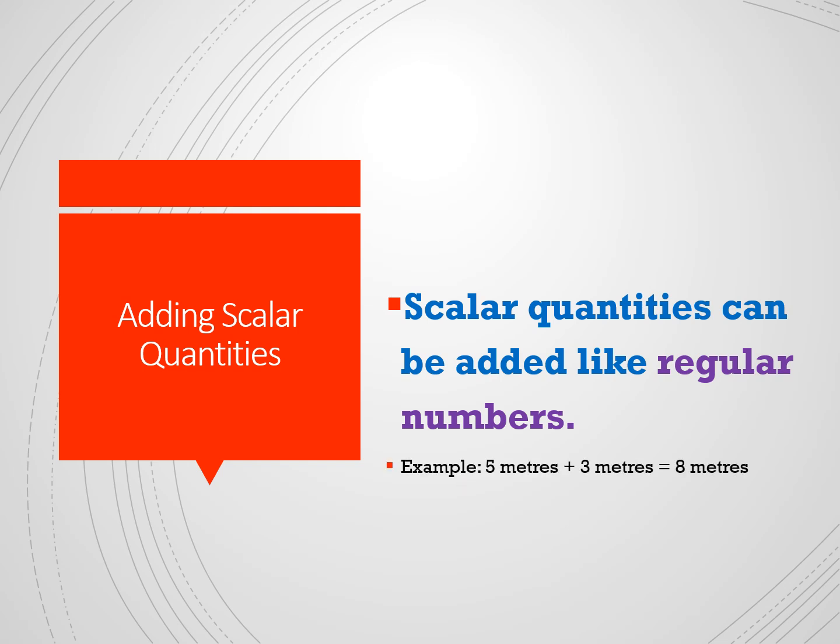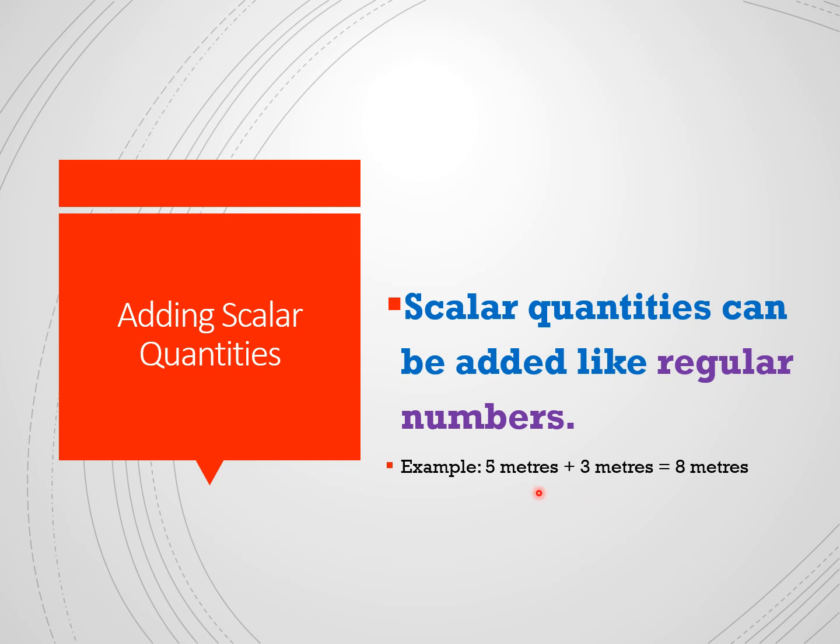In scalars, 5 meters plus 3 meters will be equal to 8 meters. Remember that meter is a unit of length and length is a scalar quantity. So we are going to add two lengths here, 5 meters and 3 meters. The answer is 8 meters. 5 plus 3, 8, and meter comes as a unit here. Okay, students. So simply we applied an arithmetic addition over here and we got the answer. It is because length is a scalar quantity.